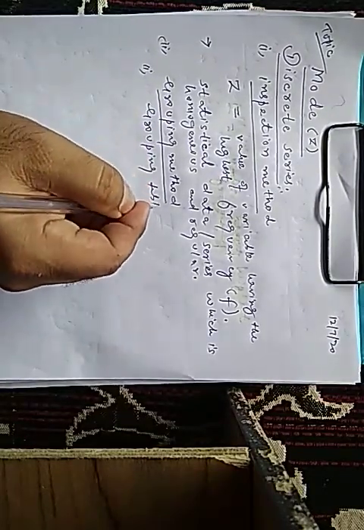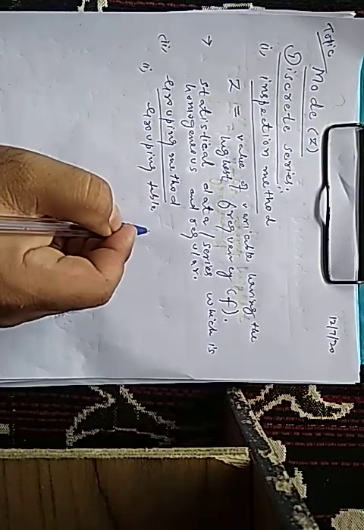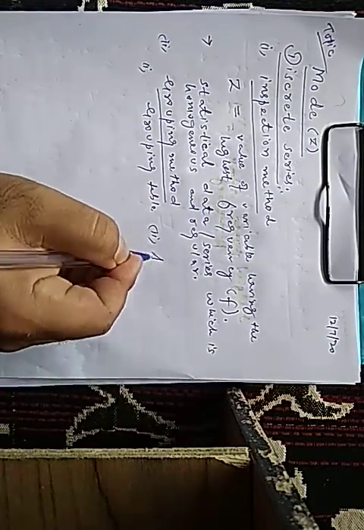And second method is grouping method. In grouping method, there are two methods to apply. Number one is derivation of grouping table. And second one is analysis table.